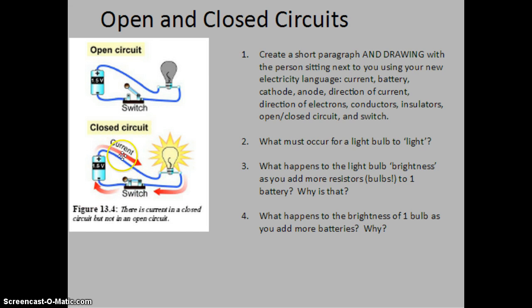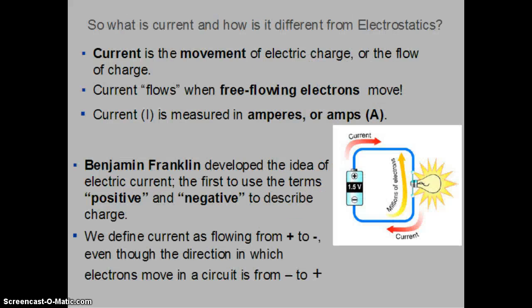Notice that we're now going to start defining current as traveling or flowing from cathode to anode, and we will differentiate this from how electrons move, which is actually anode to cathode. So what is current? Current is the movement of electric charge, or the flow of charge. Current flows when free-flowing electrons move, and current is measured in amperes, or amps, which we'll call capital A. And here we can identify the picture. Current is flowing cathode to anode. And now make sure you realize that electrons are identified as flowing from the anode to the cathode.